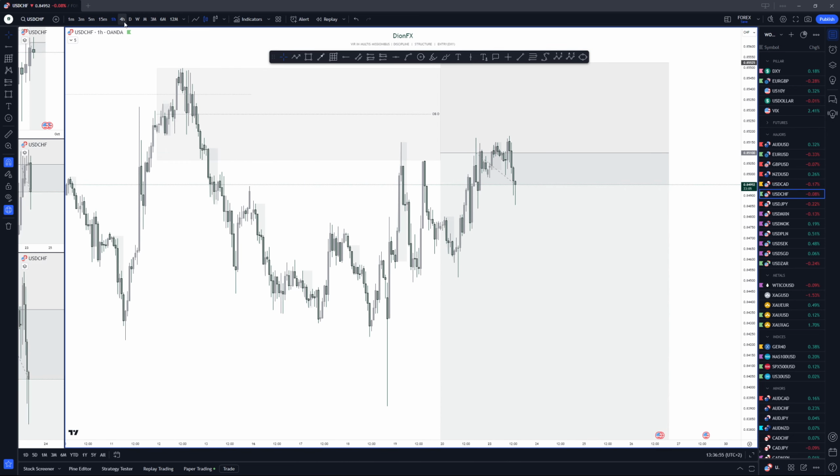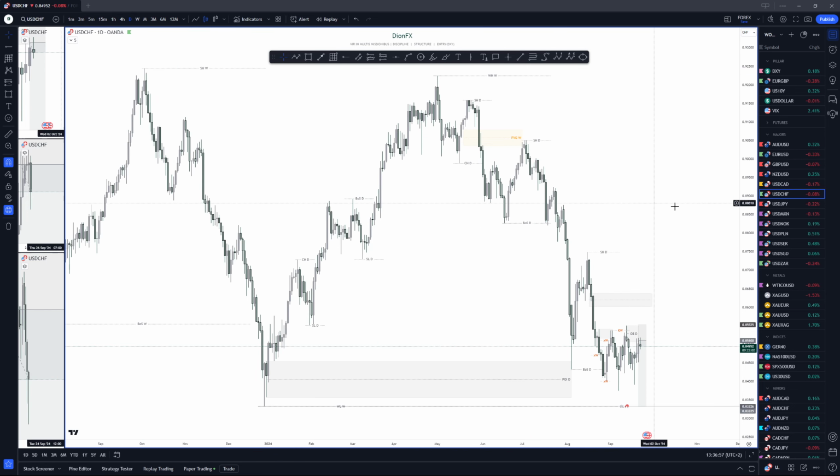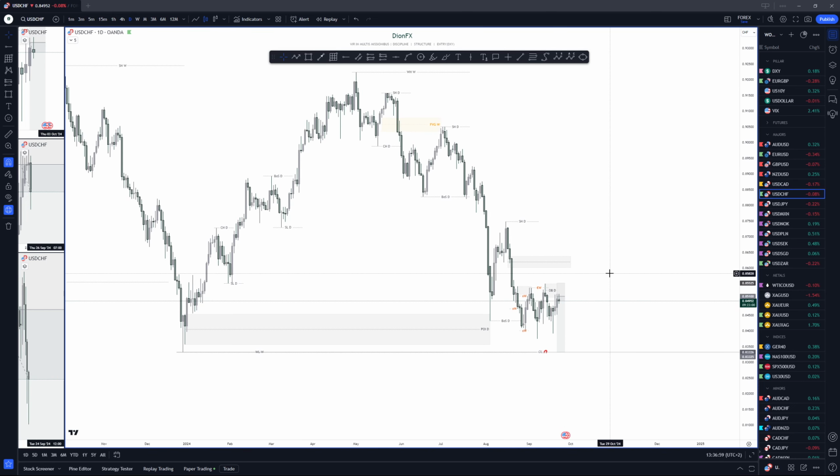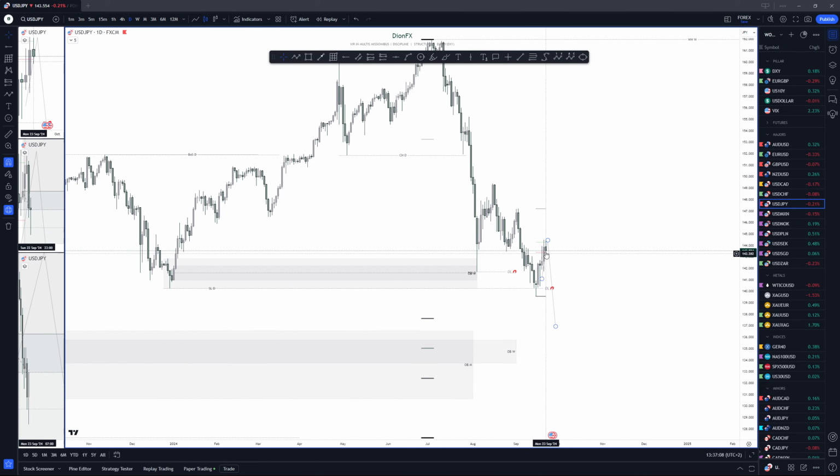CHF also to the downside. CHF, I would like to see, like I said, I'm expecting lower DXY, which means I'm expecting CHF to complete its move to the downside. JPY, I also like JPY move to the downside. The high, low, 61.8 level, a new low should be formed.